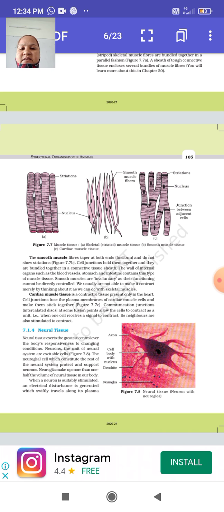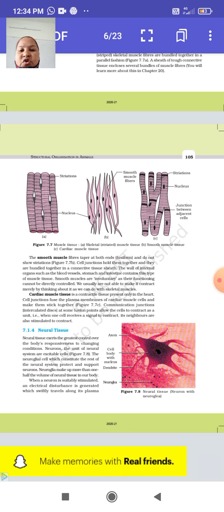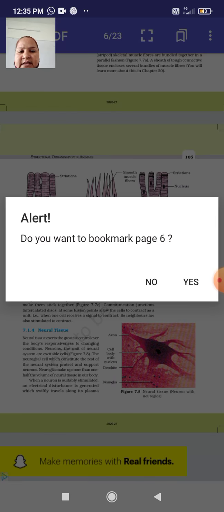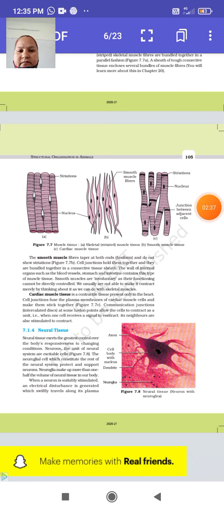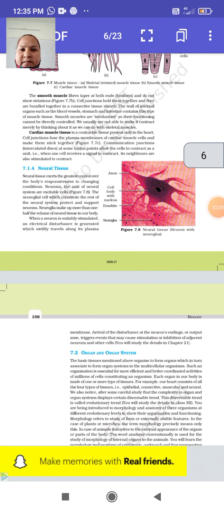Then come cardiac muscle tissues. Cardiac muscle tissue is a contractile tissue and it is basically present in the heart. As the name cardiac suggests, it is present in the heart. Cell junctions fuse the plasma membranes of cardiac muscle cells and make them stick together.